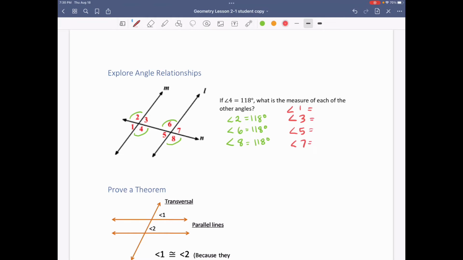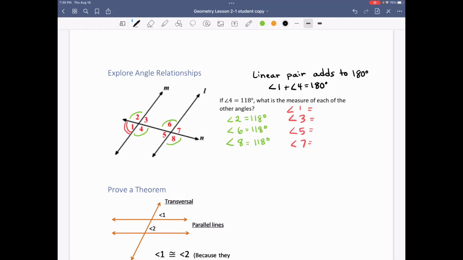Well, we really only have to figure out one of those. So I'm going to start with angle 1. Angle 1 is a linear pair with angle 4, which means that angle 1 plus angle 4 has to equal 180 degrees. And I'll write that for you up here, a linear pair adds to 180 degrees. So that means that angle 1 plus angle 4 equals 180.